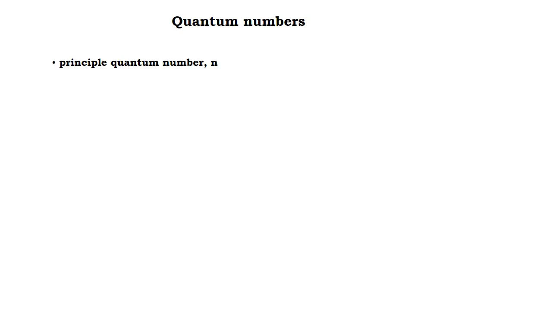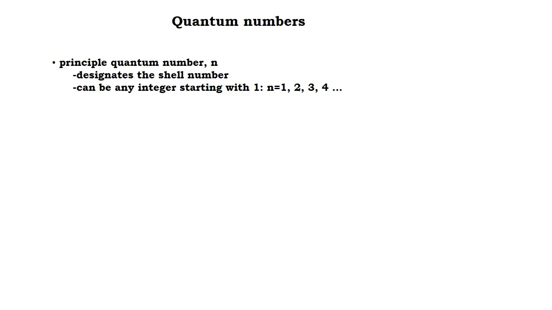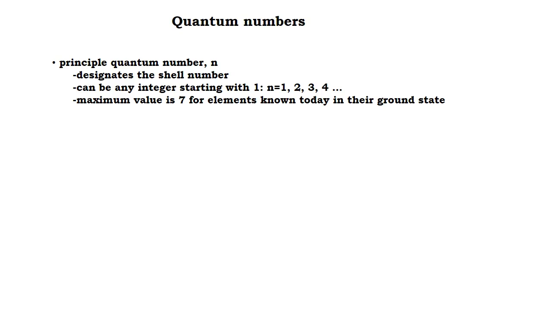Principal quantum number is abbreviated lowercase n. This designates the shell number. This is going to be any integer that starts with 1, so 1, 2, 3, 4, 5, 6, 7. It increases indefinitely. All of the elements that are known at this time in their ground state would have an n of 7 or lower. However, n can be higher for elements that of course have not been created yet, or for excited states. So that's what that statement is telling you there. The maximum value is 7 for elements known in the ground state.